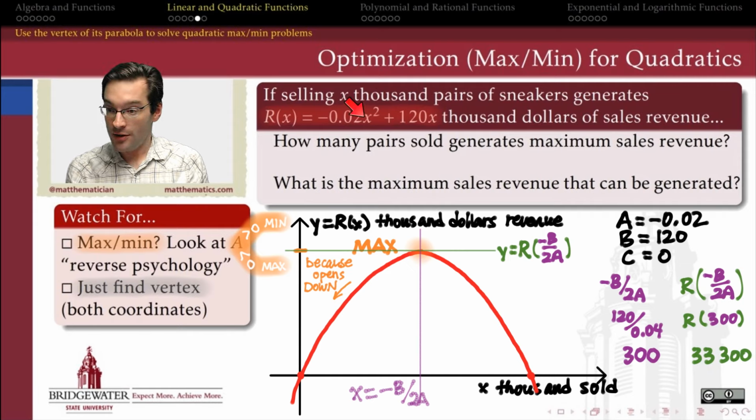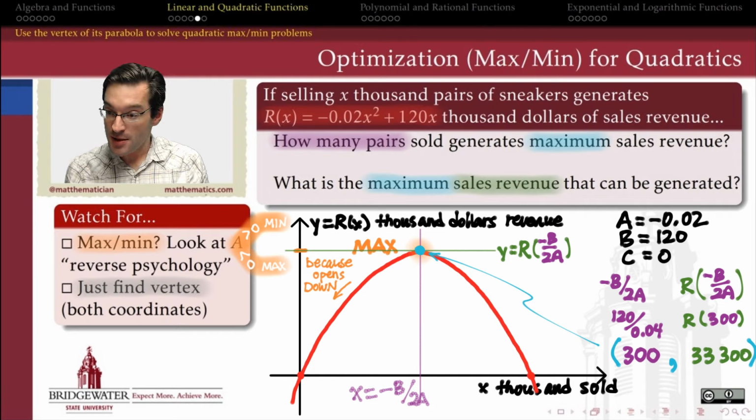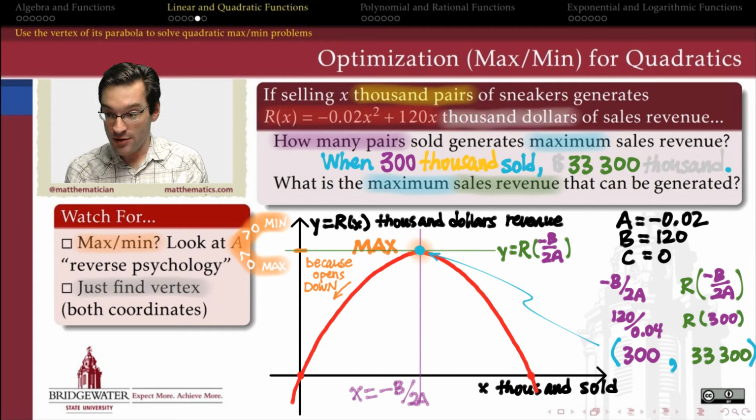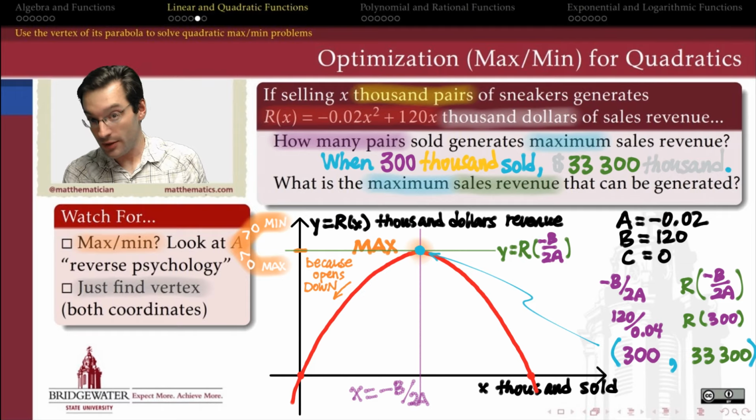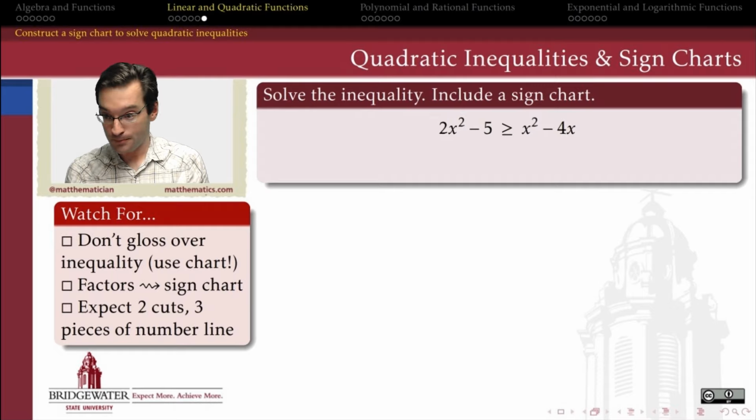And then the y value is found by plugging minus b over 2a back into my function. Plug 300 into this formula, we get 33,300. That's my y value for my vertex. And my vertex tells me the maximum. And so how we communicate this is we say that if we were to sell 300,000 pairs of these shoes, we would generate a maximum of 33,300. So in other words, $33.3 million of sales revenue.